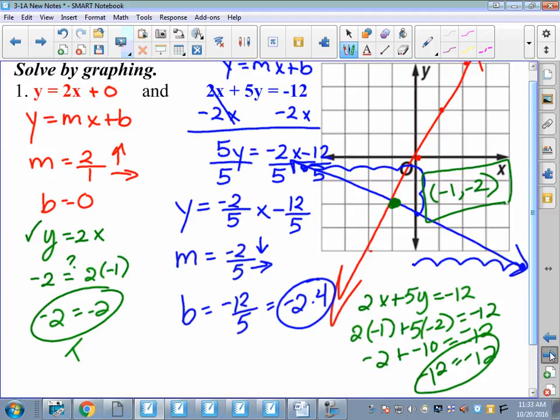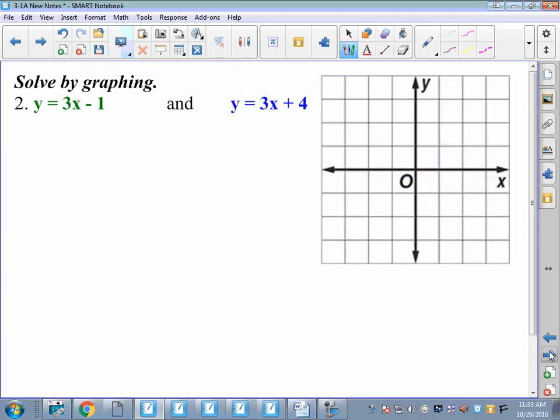Okay, 2 more graphs. The next graph is already in slope-intercept form. I recognize that my slope is 3, and my y-intercept is negative 1. So when I graph my green line, I'm going to start at negative 1 on the y-axis. I'm going to count up 3 units, 1 to the right, or down 3 units, 1 to the left.